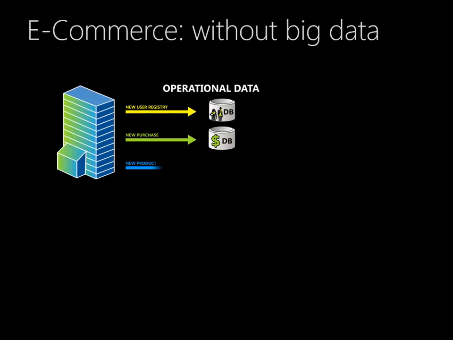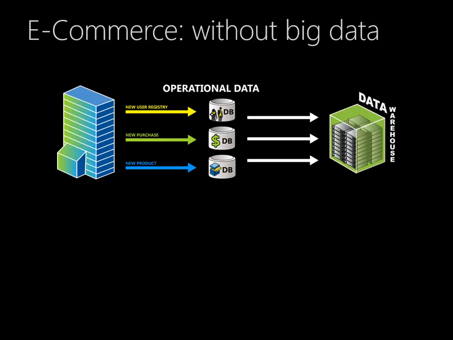Let's take the example of an e-commerce application with no big data components whatsoever. So here we have a commercial e-commerce site and our new user registry purchases. All this sort of structured relational data is being put into databases within the system. And that data, eventually, we get into our data warehouse.